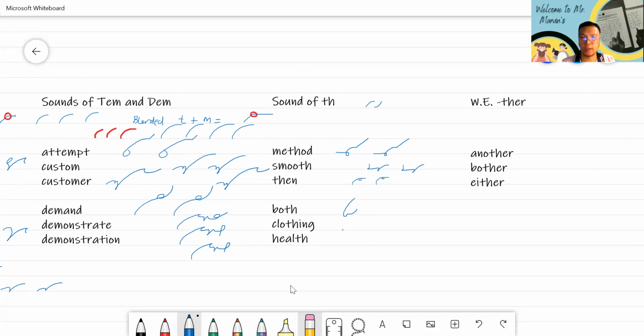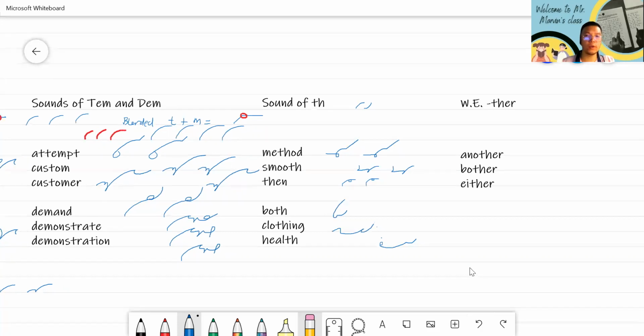All right, let's have the word clothing. So check this one. KLO, and then if, and then ing. So it is after the O symbol. That's why we are using under if. Same with health: HEL, and then the under if for the word health. All right. Okay, I hope that you are all following.